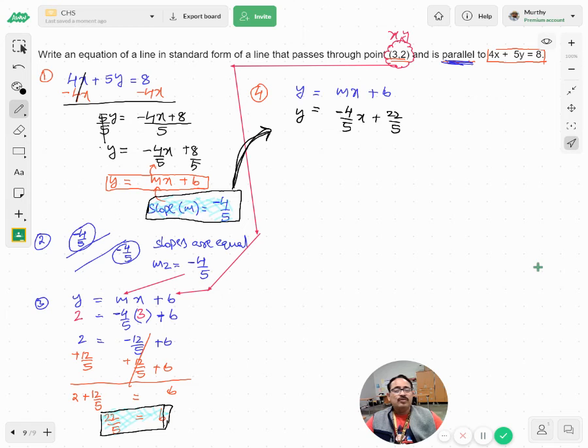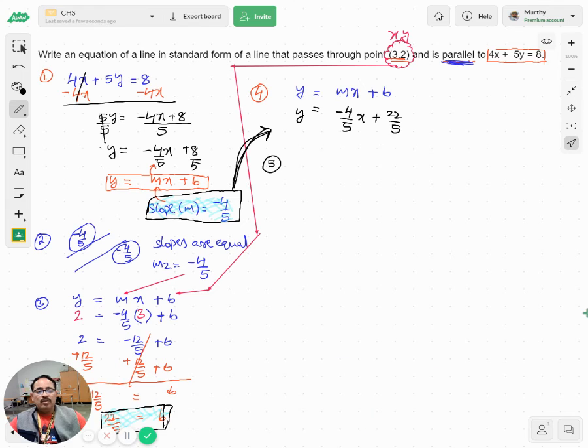But the question says that you write it in standard form. To write it in standard form, let's simplify these two fractions. I see that both have the same denominator. So negative 4x plus 22 equals 5y over 5, and let me get rid of the denominator by multiplying 5 on both sides. I get 5y equals negative 4x plus 22.